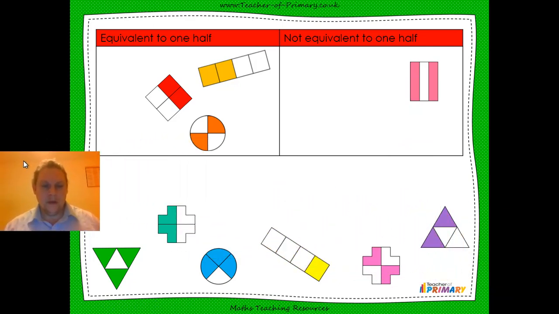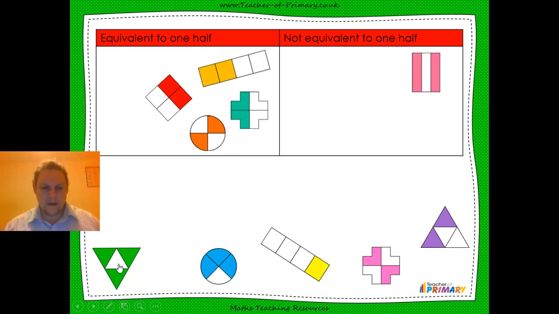All right, what about this one? How many pieces has it been divided into? 1, 2, 3, 4. 2 of those are shaded in. We know that 2/4 is the same as a half. That's going to be a half. What about this one? 1, 2, 3, 4 pieces. So we're dealing with quarters. Have we got 2/4? 1, 2, 3. No, we've got 3/4 shaded in. That's not a half.